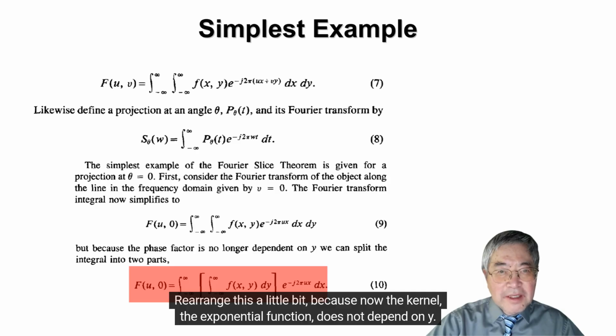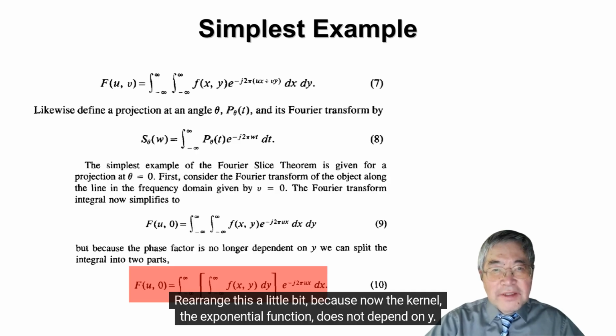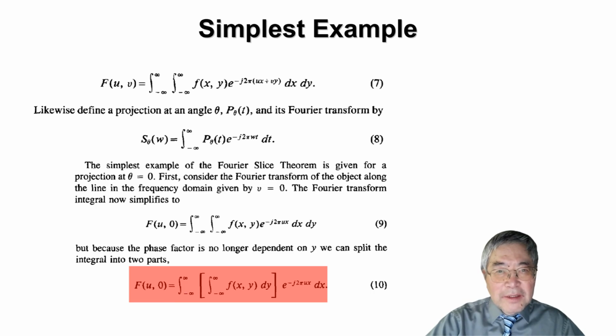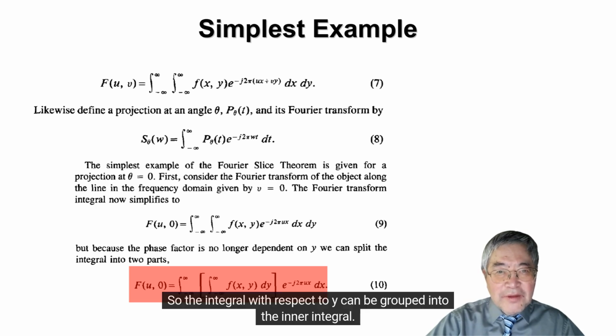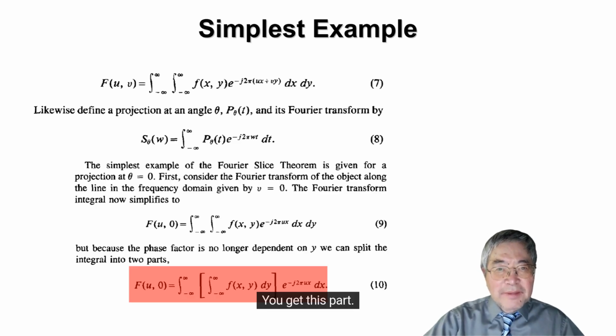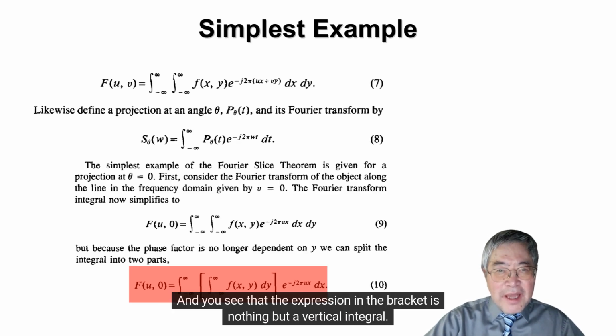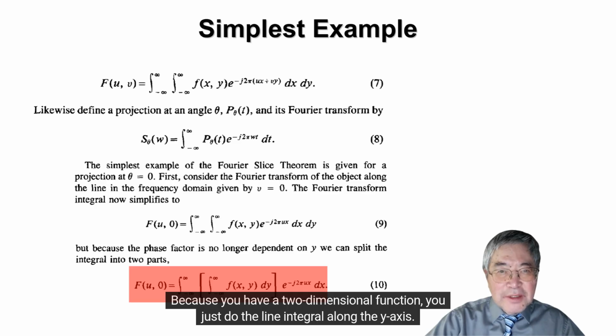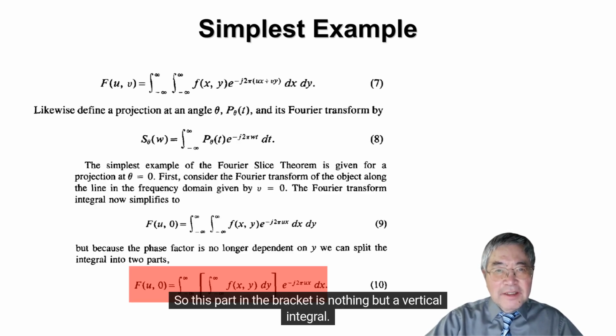Rearrange this a little bit, because now the kernel, the exponential function, does not depend on y. So the integral with respect to y can be grouped into the inner integral. You get this part, and you see that the expression in the bracket is nothing but a vertical integral. Because you have a two-dimensional function, you just do the line integral along the y-axis. So this part in the bracket is nothing but a vertical integral.